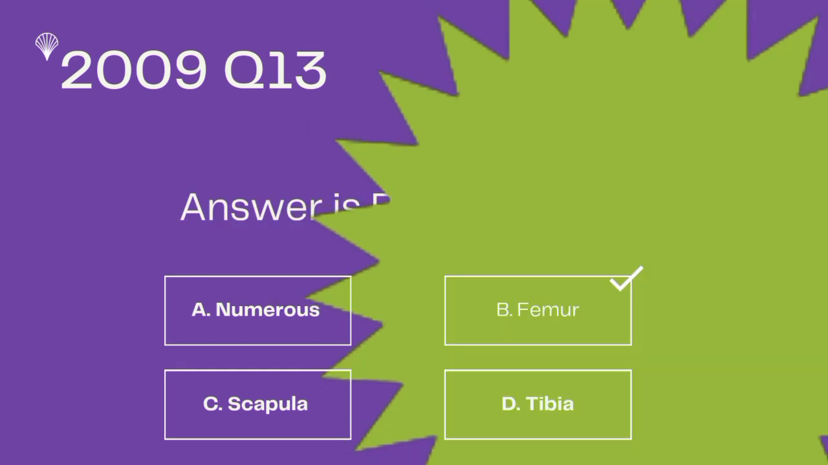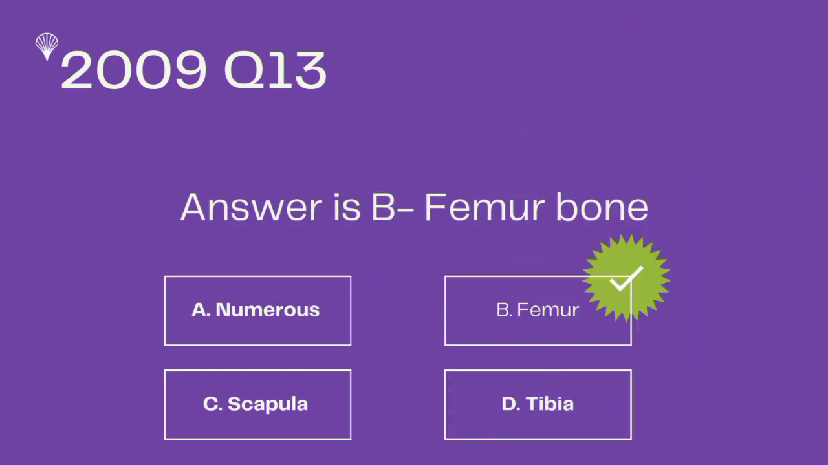The correct option is option B, femur. Femur bone is located at the lap region and it is the longest bone of the body.